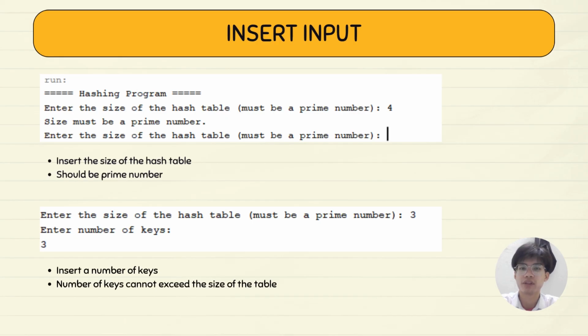For insert input, firstly, we call the user to insert the size of the hash table, which must be a prime number like 3, 7, 11, 13, and so on. If not, the user needs to insert again until the size of the hash table is a prime number. After inserting the size of the hash table, the user is called to insert a number of keys, where the number of keys cannot exceed the size of the hash table.